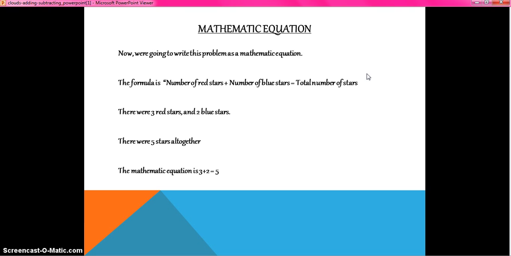You always write your answer after the equal sign. The total number of stars on the screen was 5, right? So we write the number 5 after the equal sign. You guys just wrote your first equation. 3 plus 2 equals 5.